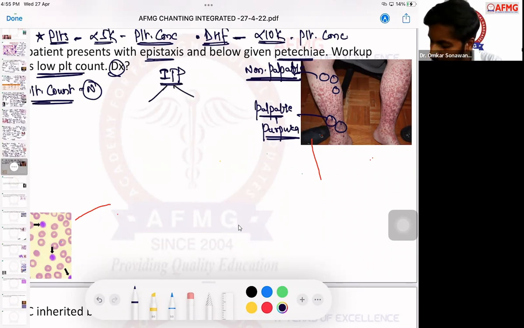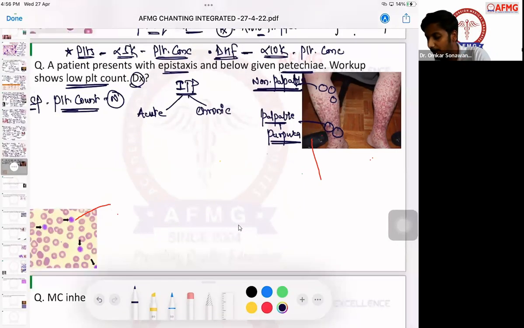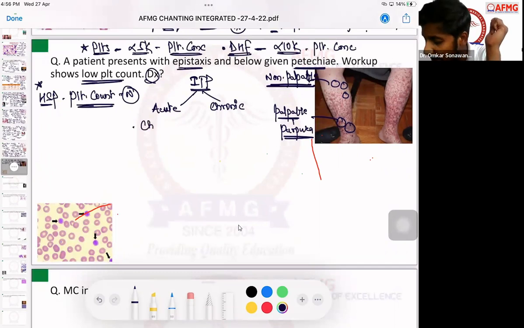So ITP can either be acute ITP or chronic ITP. Please tell me quickly, in children which type of ITP is seen? Whether it is acute or chronic ITP. Very good. In children, we will find acute ITP.